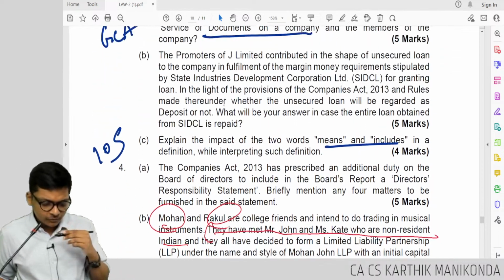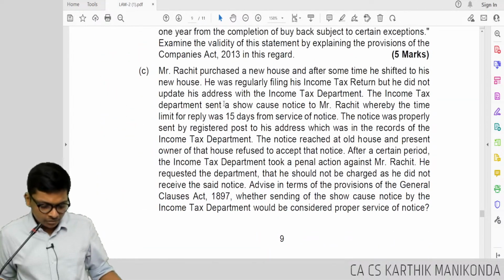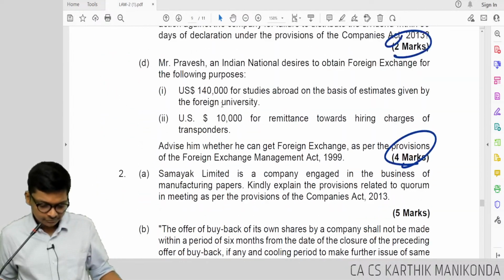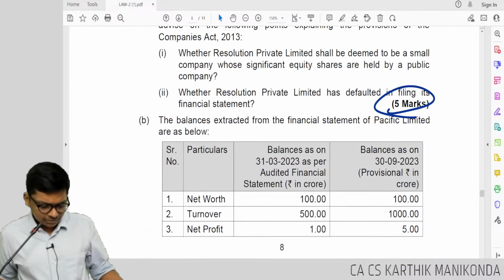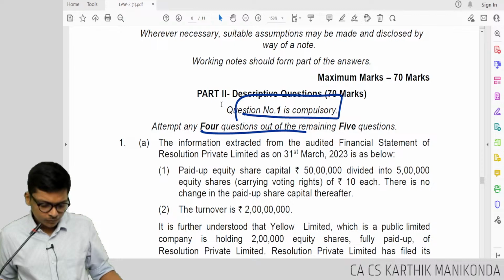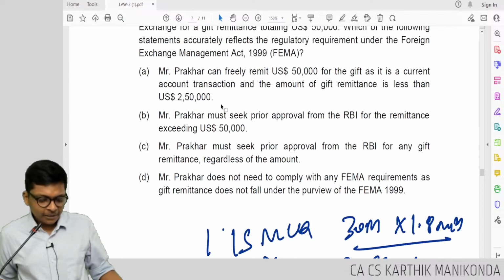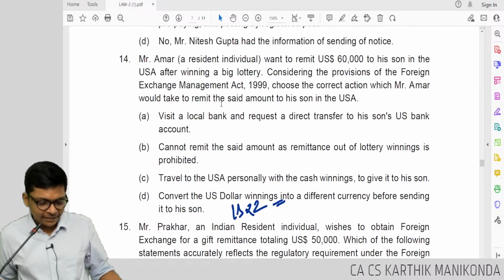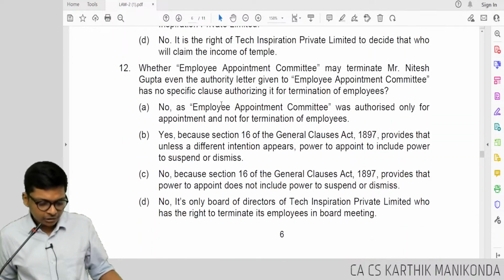Let's go and see. Any other LLP question come up? I think that's it. 10 marks only, I told you. That's all. 70 marks over. In MCQ, there is one more LLP question here, guys. I have seen a case study.